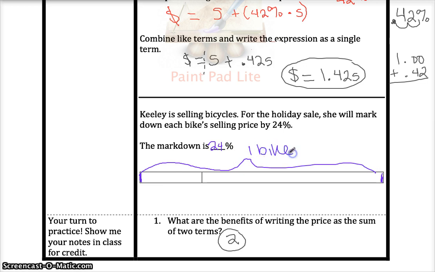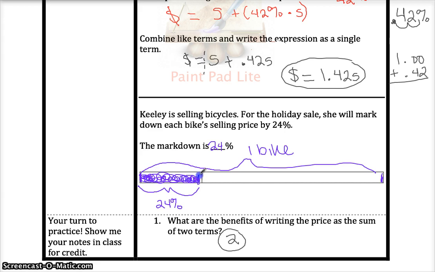And she's going to mark it down by 24%. So this space right here represents 24% of the total price. And it's asking us to find out an expression that represents this sale. So we don't know the cost of the bike, but we know that it's going to be marked down by 24%. So go ahead and shade this box whichever color you would like to. Mine's going to be purple.